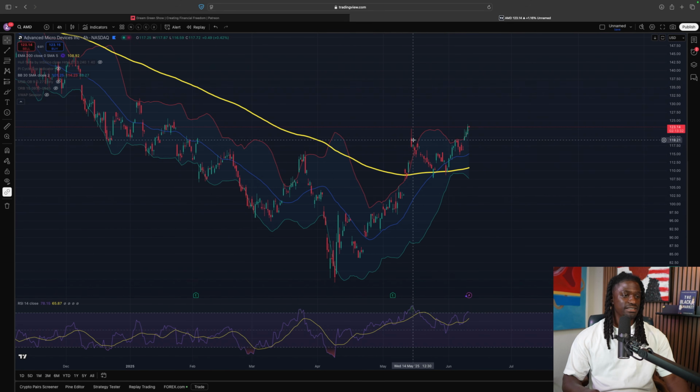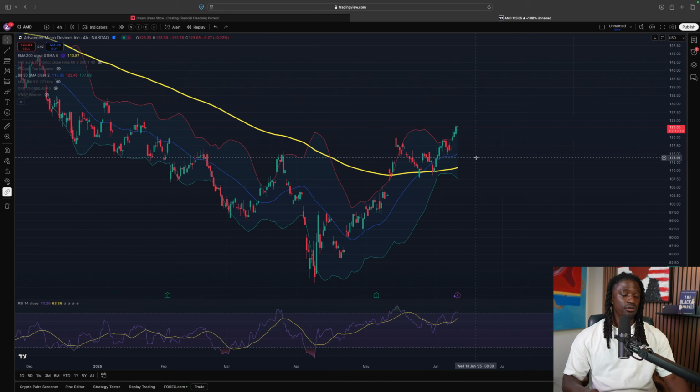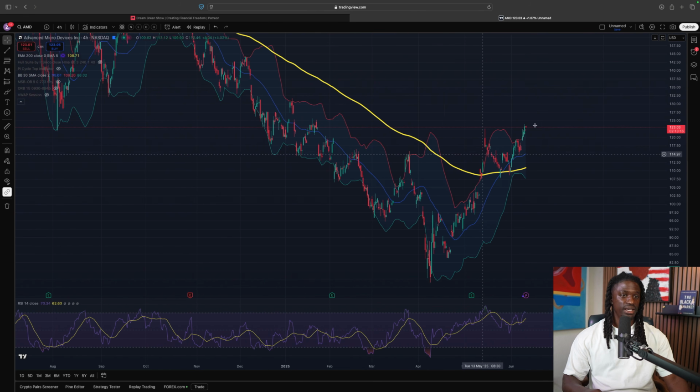Price loves to stay inside this cloud. It had popped outside the cloud. So guess what it did? It came right back to the support. It bounced out, came back to the support, and trended right back up. So on AMD on the 4-hour chart, that is how you use the Bollinger Band indicator.